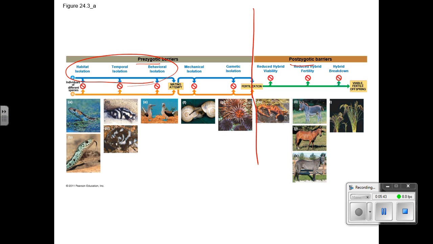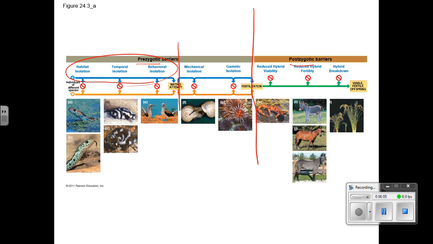Different species of finches have different songs. Because of that behavior, they're not going to come in contact with each other, support each other, and they're not going to mate. So all of these have to do with mating. They're not even going to get to that point. They're not going to breed together because of those things that prevent mating.